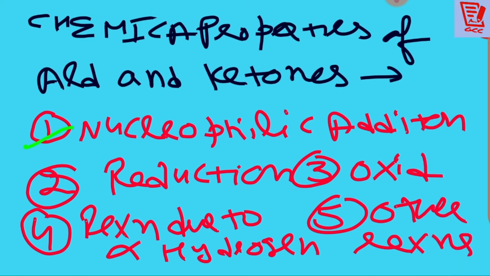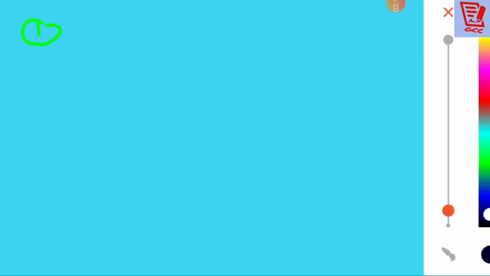So what I told you, I am telling you once again. Number one is nucleophilic addition reaction. Number two is reduction. Number three is oxidation. Number four is reaction due to the alpha hydrogen. Number five is other reactions. So we are going to study all these one by one. Number one, I am going to start with the nucleophilic addition reaction.